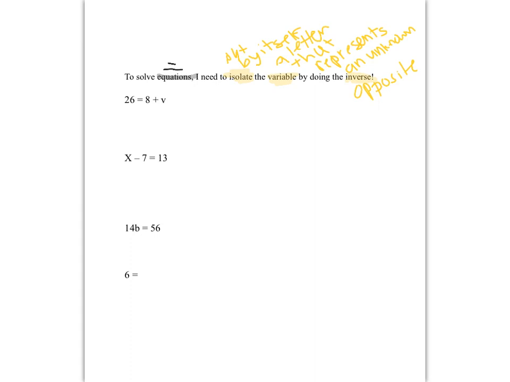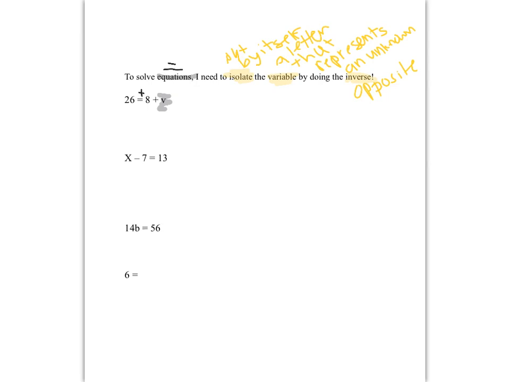Okay, so looking at the first problem there, 26 equals 8 plus v. We need to get that variable v by itself. It needs to be isolated. So in order to do that, we need to do the inverse operation. If I look at what is sitting next to the v, I have an 8 plus. In front of the 8, there is no sign. If there's no sign in front of a number, that simply means it's a positive. So it's like a positive 8.